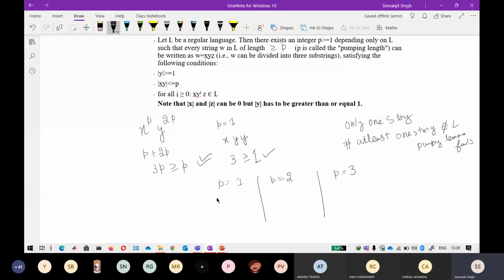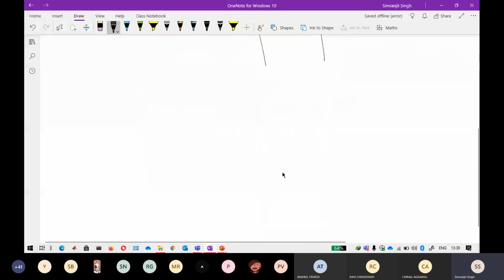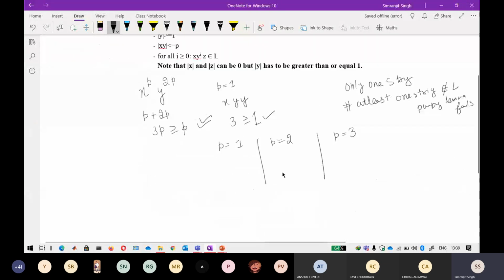Now you can go with p equal to 1 or p equal to 2. I go with p equal to 2, because in this one I always get x and y. So I prefer it this way.